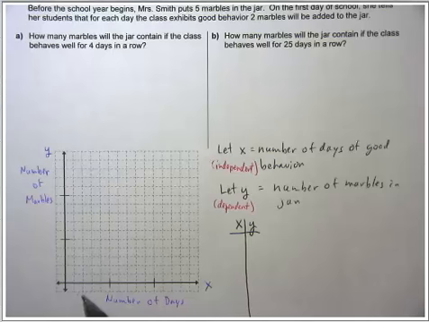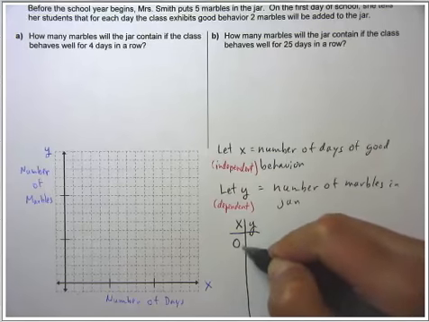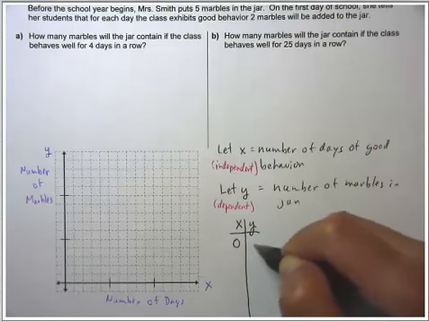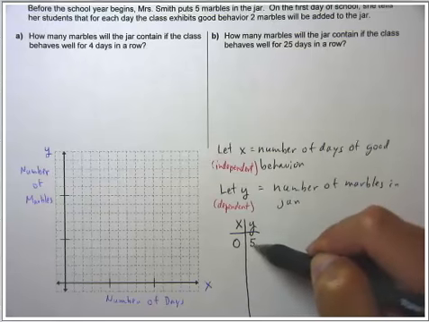We're talking about before the school year begins. So that has to be before day 1. We can call that day 0. Before 1 would be 0. So before the school year begins, on day 0, there are 5 marbles in the jar. So day 0, there's 5 marbles.